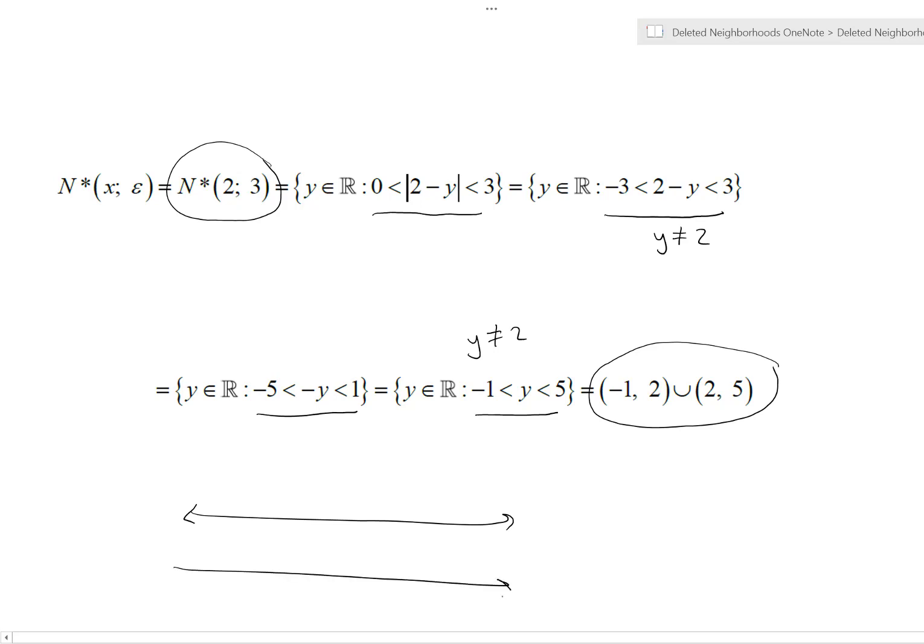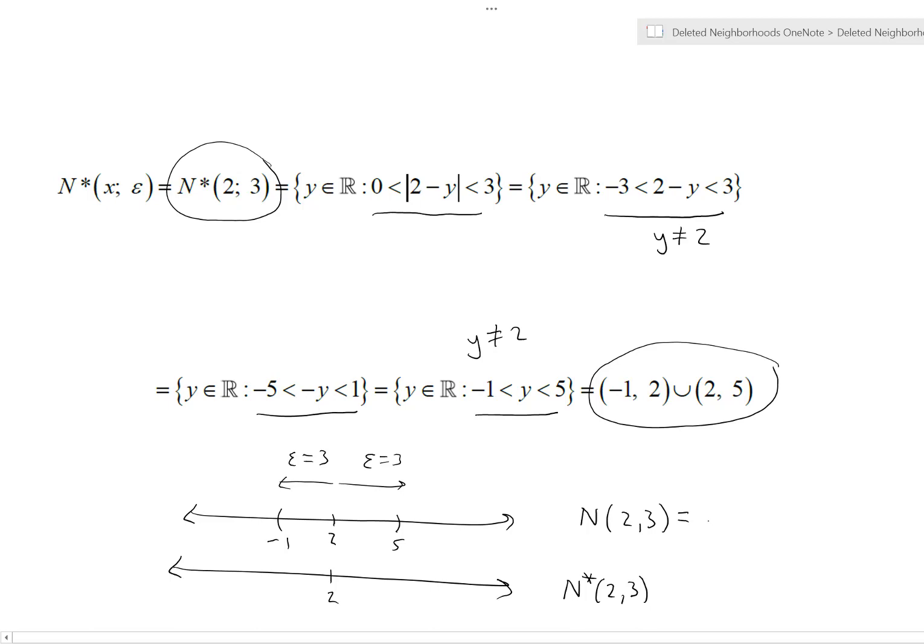Graphically, I just want to show you real quick before we end the video the difference between N of 2, 3, the neighborhood of x is 2 with a radius of epsilon is 3, and the deleted neighborhood of 2 and 3. What's the difference? Both of them are centered at x is 2. On the top, we're going to move epsilon is 3 units to the left and to the right of 2, which leaves us at negative 1 on the left and 5 on the right.